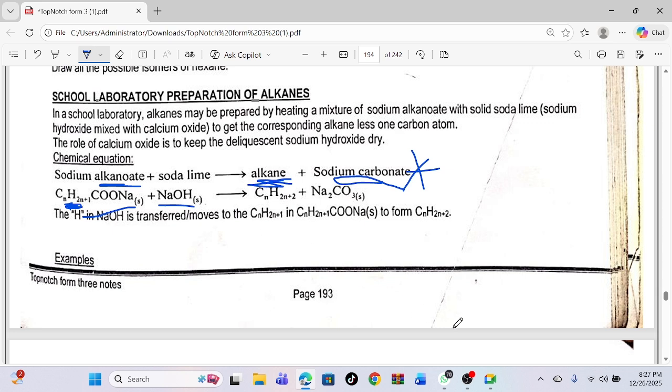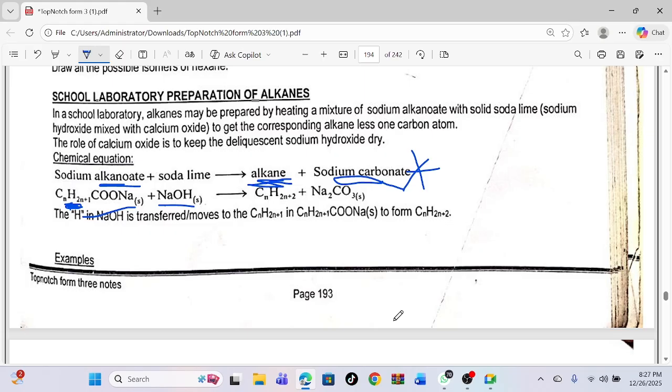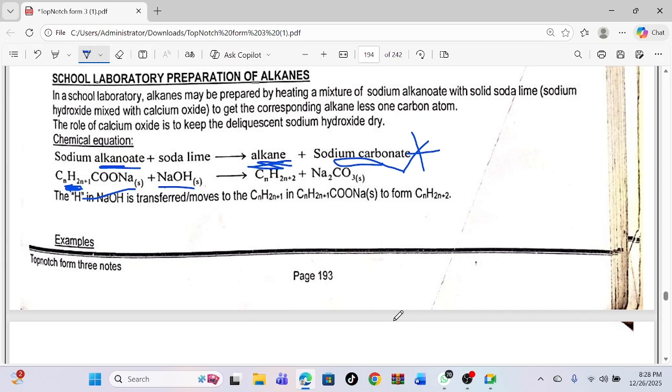The third rule, the C ambayo utateka hapa, the N ambayo utaweka hapa, it will be whatever you have taken minus 1. Minus 1 kiaje? What do I mean minus 1? For example, let us prepare ethane. Let us prepare methane. Nianze na methane.